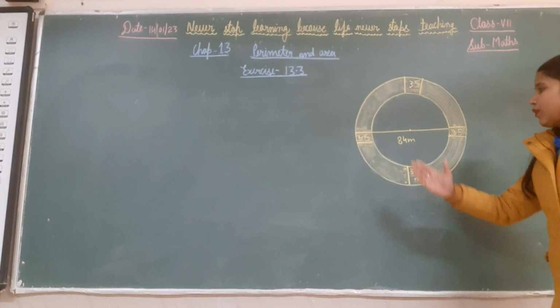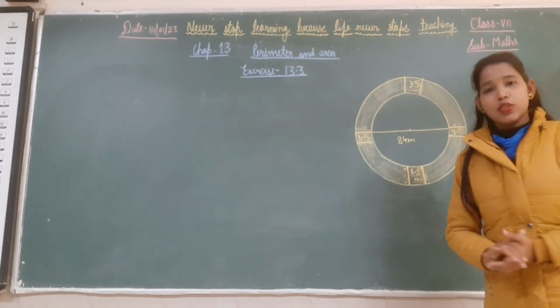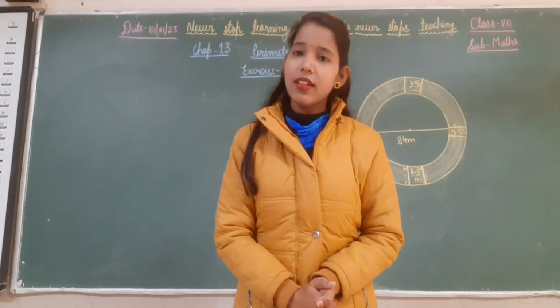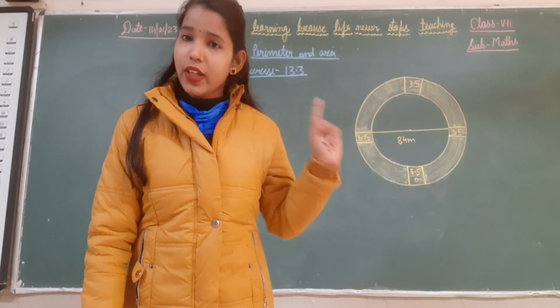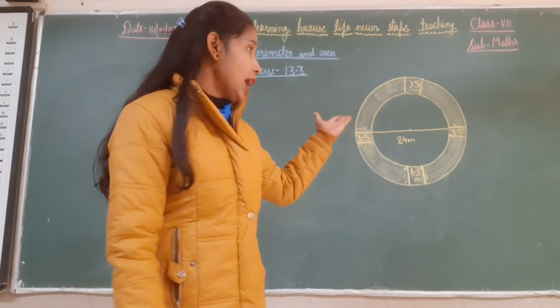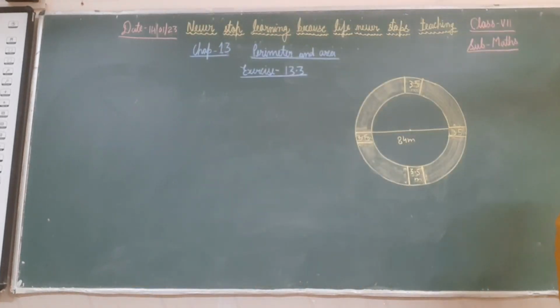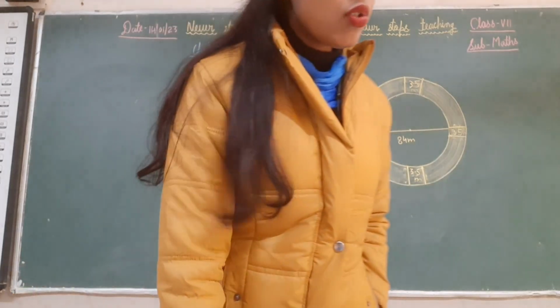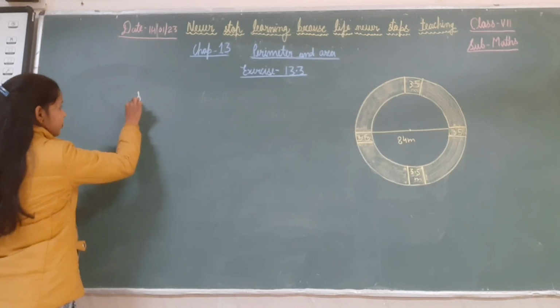Then we will find out the area of the circular park, and we will subtract both the areas. Got it? Same as we have done in the rectangular park. Rectangular park वाला जो क्वेश्चन किया था, सेम वैसा ही है. यहाँ पर कैसा है हमारा पार्क? सर्कुलर है. Okay? So let's start our solution. Solution number 15.